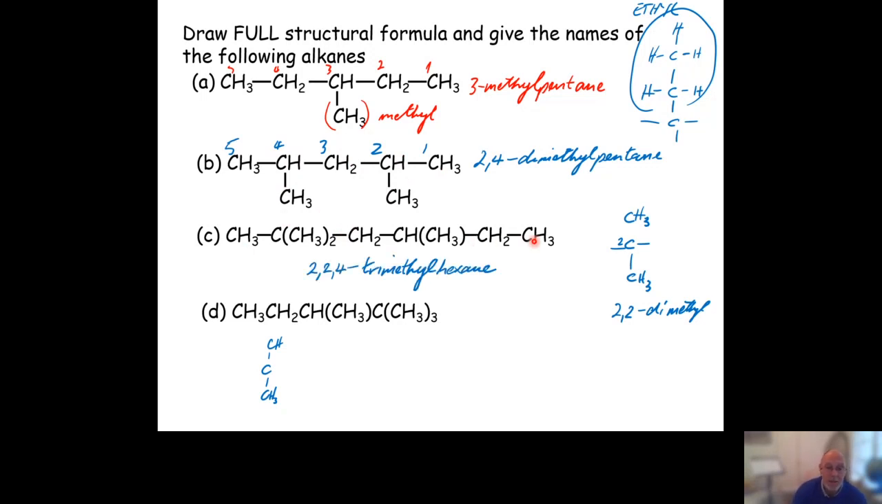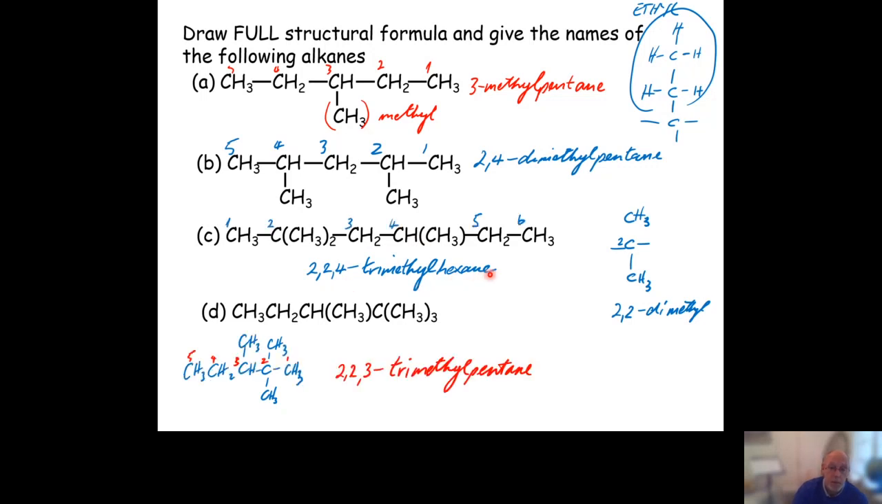2,2,4 trimethylhexane. So 1, 2, 3, 4, 5, 6 carbons in the parent chain. That's obviously a branch off that carbon, and this is 2 branches off that carbon. So the second carbon, first, second, third, fourth, and the 4th carbon have got branches. All the branches are only 1 carbon, so they're methyls. So there's 3 methyls. 2 on the second, so it's 2, 2, comma, 4 trimethylhexane.